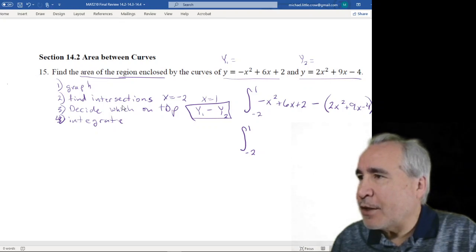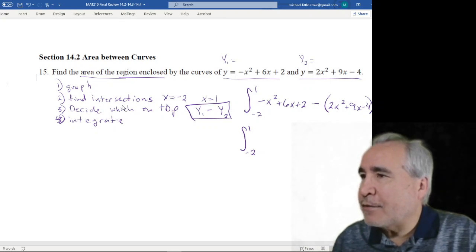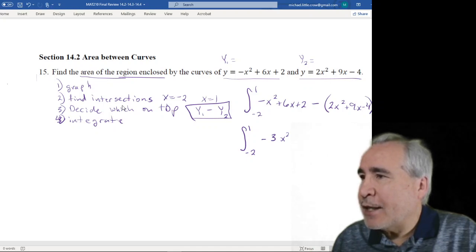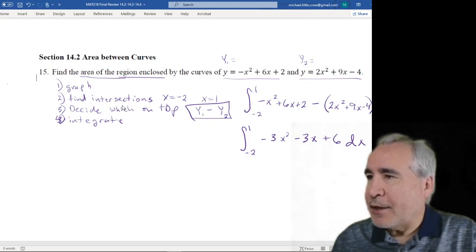So this negative comes here, so we've got a -1 and a -2. That's going to be -3x squared. We've got a +6. This is going to come over, make it a -9. That gives us a -3x, a +2, and a +4. We're going to have a +6. So the other thing is you could graph this going from -2 to 1, or you could integrate this.